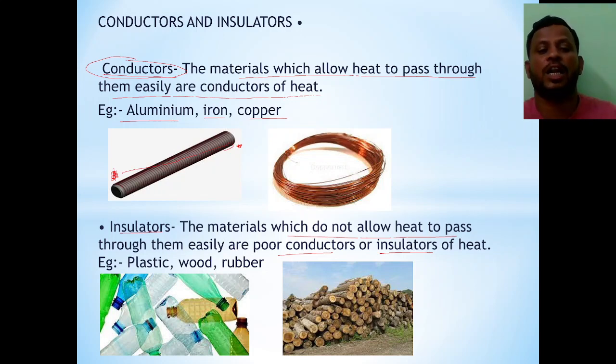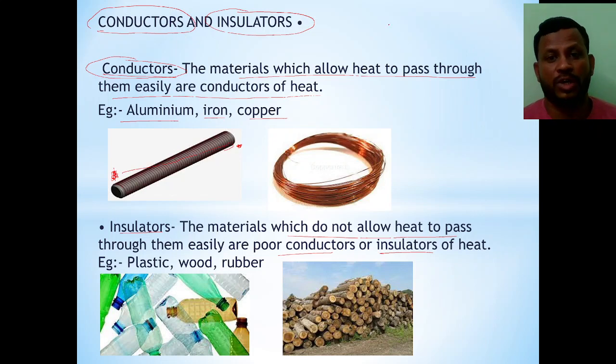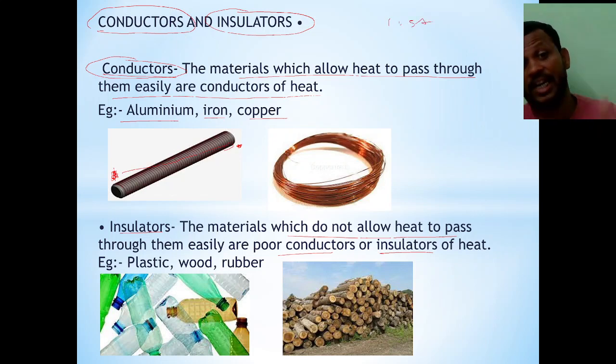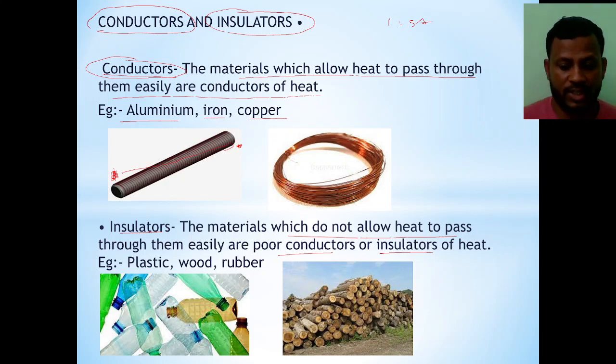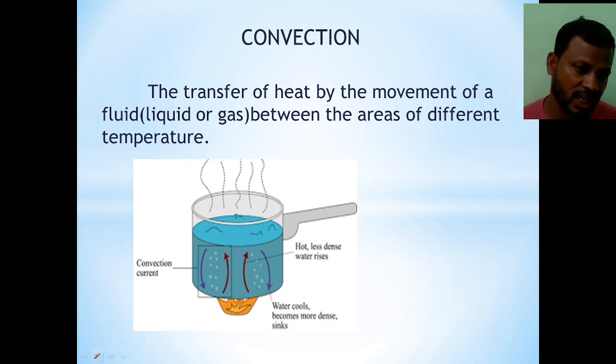Because they don't allow the heat transfer from one end to the other end. There are two types of materials we see in our day-to-day life. Some materials are conductors and some materials are insulators. You can list out the conductors and insulators. The next point, or the second process, is known as convection.